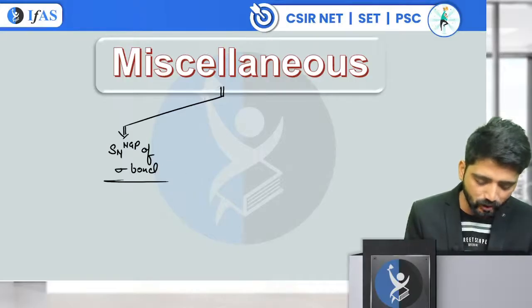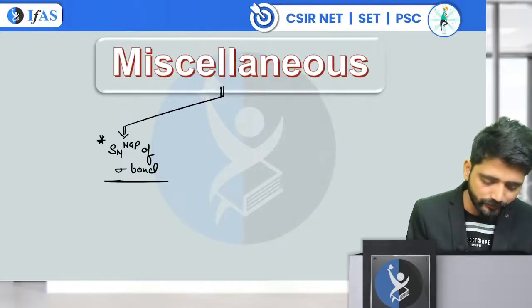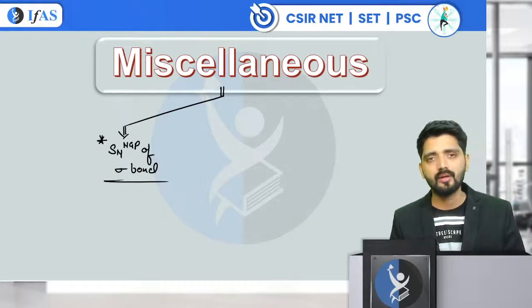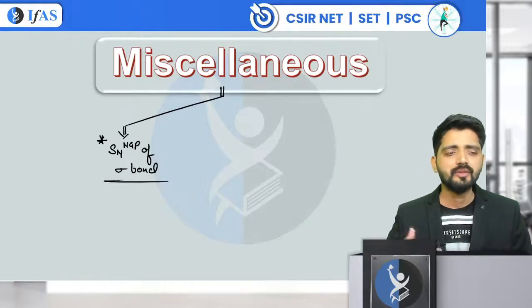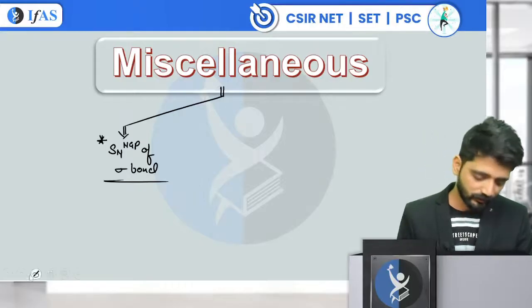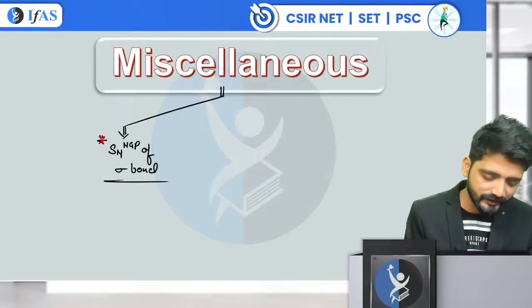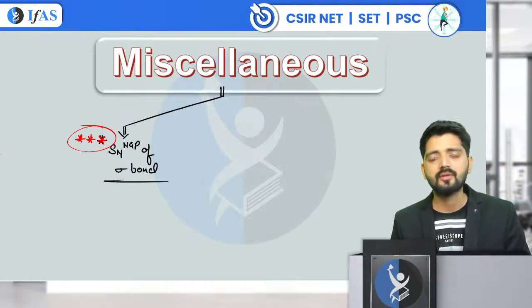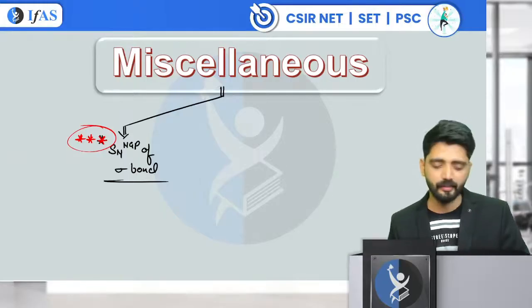CSIR NET has not asked a question on the basis of NGP of sigma bond, so its probability of being asked in the coming years is very high. So this topic, particularly for CSIR NET and GATE, is very important. Questions will be coming in the coming exams of CSIR NET particularly from this topic.